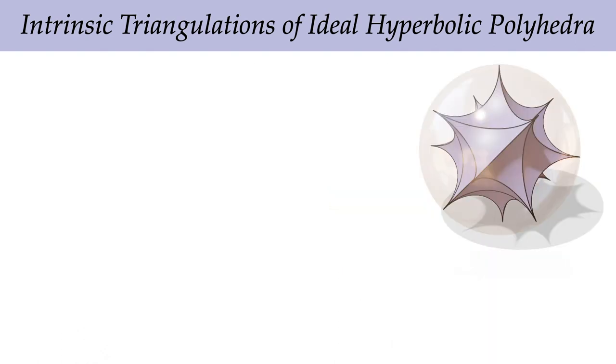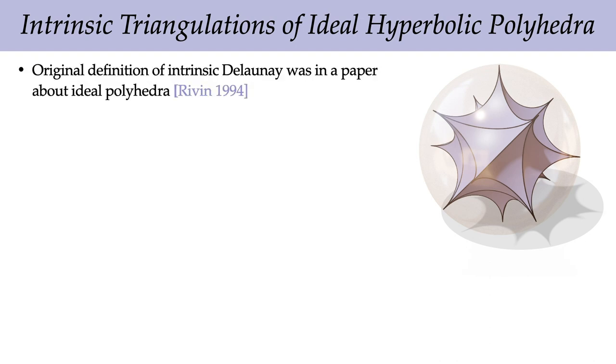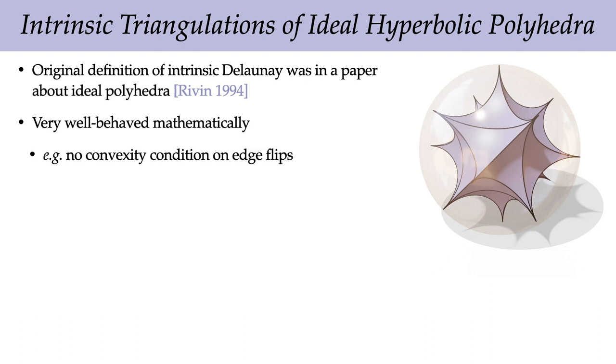And it turns out that a lot of the theory about intrinsic triangulations actually comes from this hyperbolic setting. For example, in Rivin's original paper, where he first stated the definition of an intrinsic Delaunay triangulation, he immediately used it to prove things about ideal polyhedra. And from a mathematical perspective, these ideal polyhedra are in many ways more natural than the Euclidean polyhedra we focused on so far. For example, in a Euclidean polyhedron, we can only flip an edge if its neighbors form a convex quad, but in the hyperbolic setting, there is no such constraint.